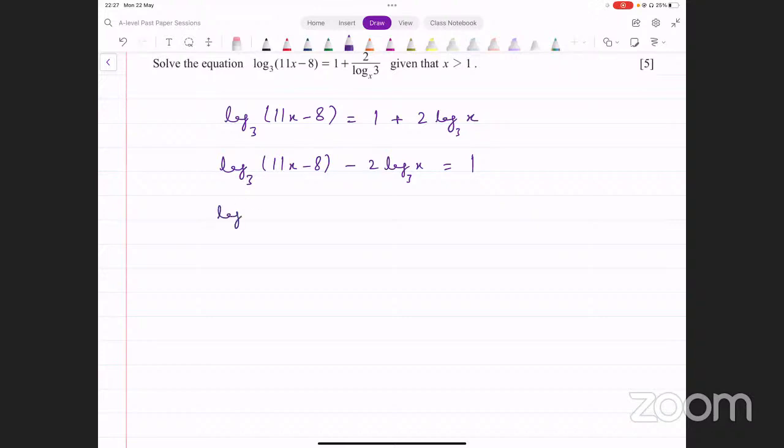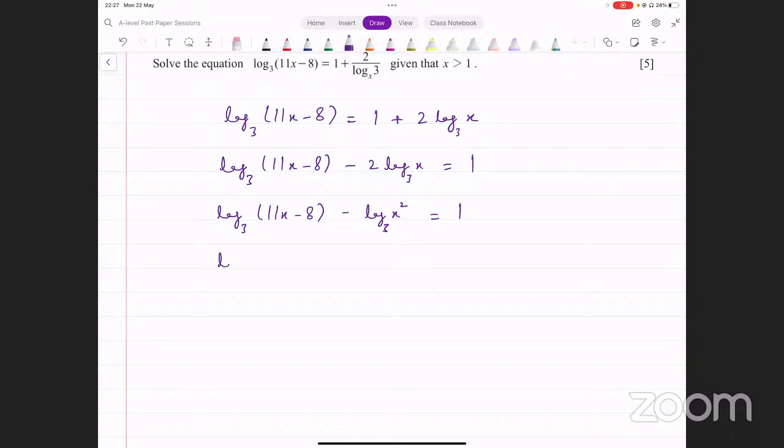We'll have to write it like this. We will say this is log of 11x minus 8 with base 3. Subtract from that log of x with base 3, और इसमें power 2 आ जाएगी. And this equals 1. ठीक है.